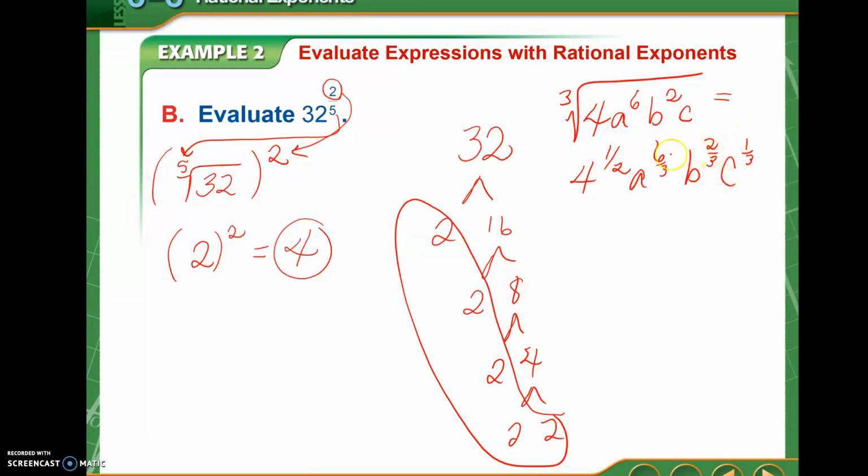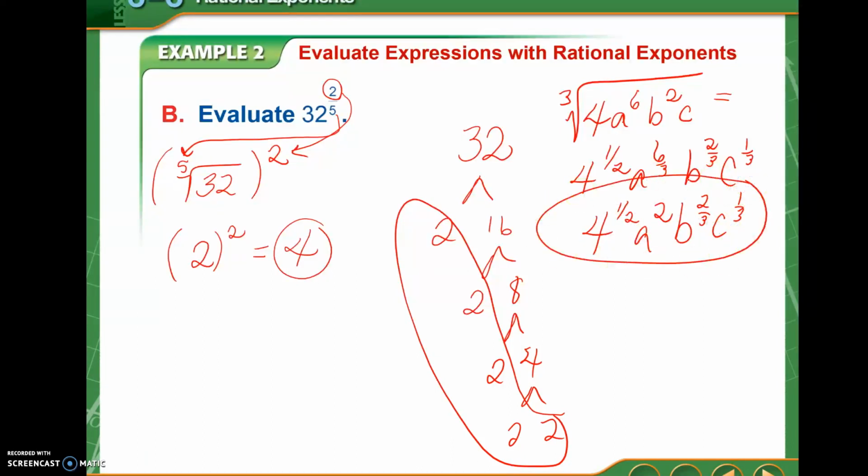So we kind of already knew we'd divide those, but now we can see what happens if they don't work out. So I want to simplify that. 4 to the 1/3, a squared, b to the 2/3, c to the 1/3. And that would be that in exponential form.